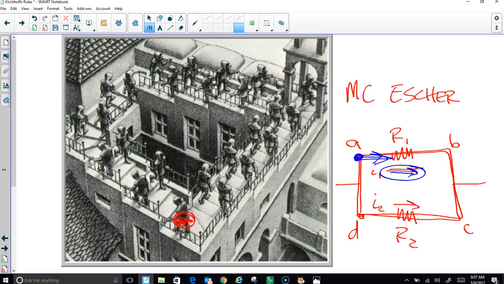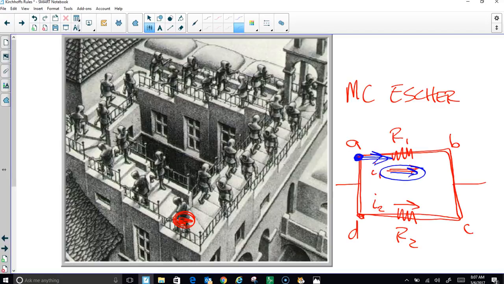Which way is the current? I'm going this way, so it's with, right? So I'm going with the current. The resistor's whole point in life is to turn some of that electrical energy into thermal energy, usually. If you're going with the current, there's always a drop in voltage.